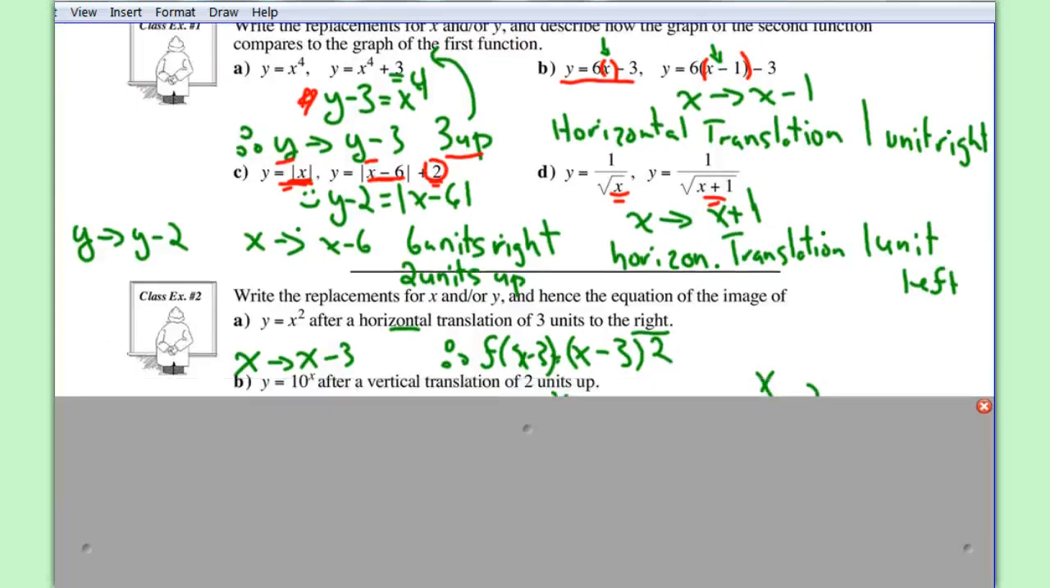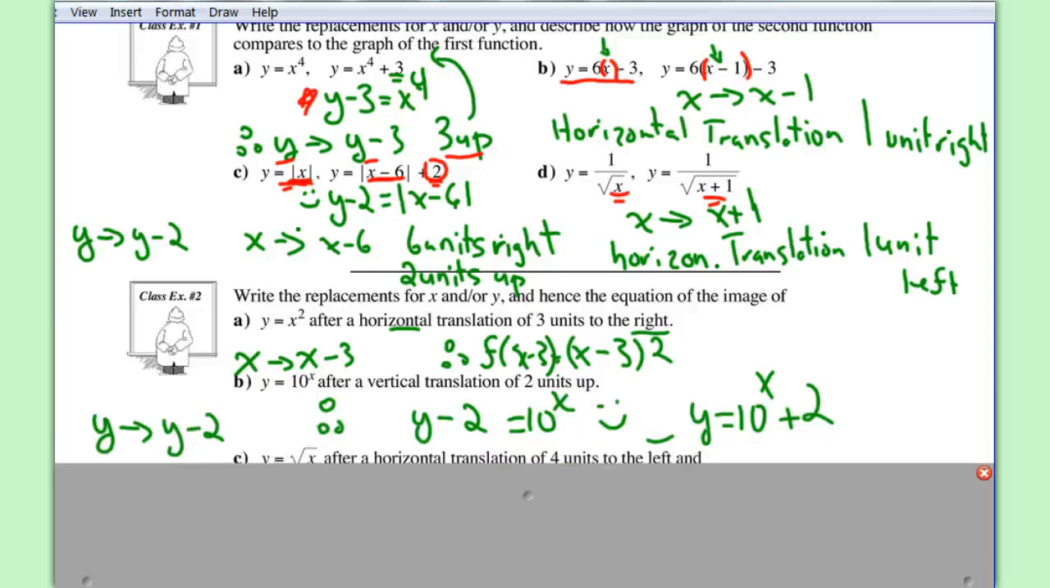In the next one, we want to take this function and move it 2 units up. Whoa, 2 units up, what does that mean to do? What's the replacement strategy? How do I translate that? Well, 2 units up would mean I should take y and replace it with y minus 2. Therefore, that's what my function will look like. Y minus 2 equals 10 to the x, or it might be y equals 10 to the x plus 2.